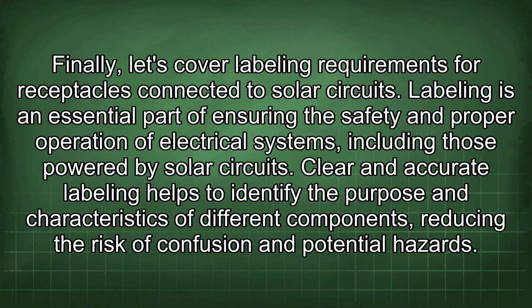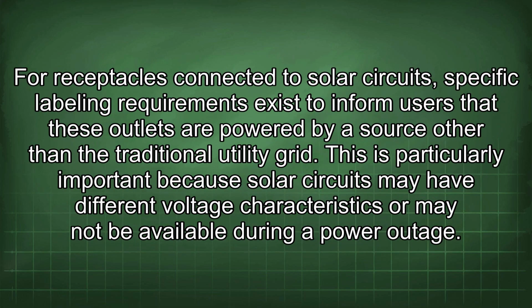Labeling is an essential part of ensuring the safety and proper operation of electrical systems, including those powered by solar circuits. Clear and accurate labeling helps to identify the purpose and characteristics of different components, reducing the risk of confusion and potential hazards. For receptacles connected to solar circuits, specific labeling requirements exist to inform users that these outlets are powered by a source other than the traditional utility grid.